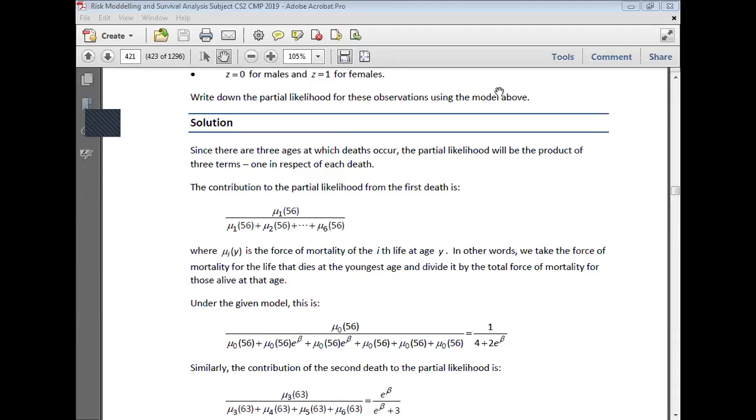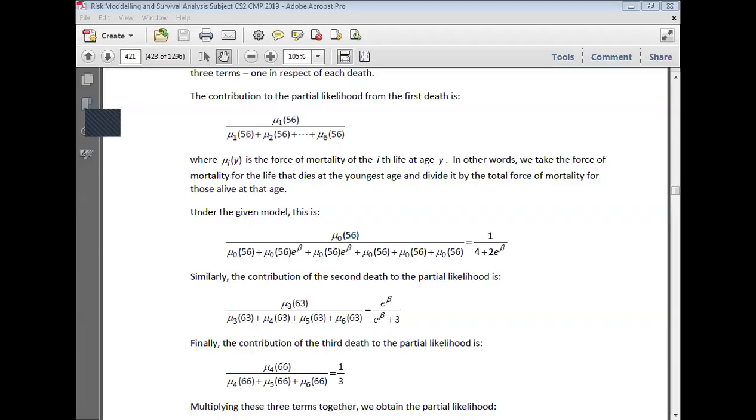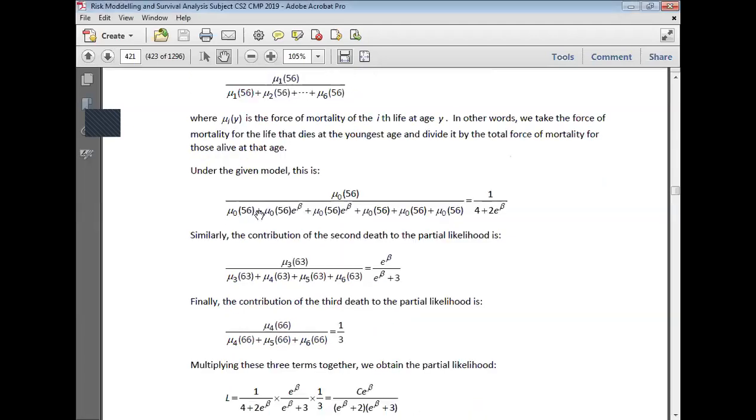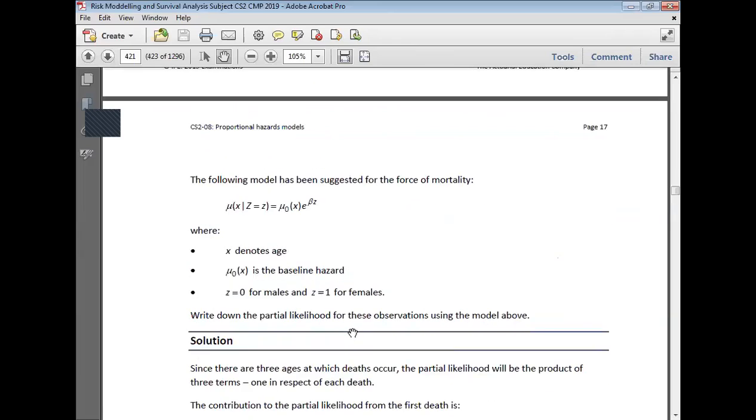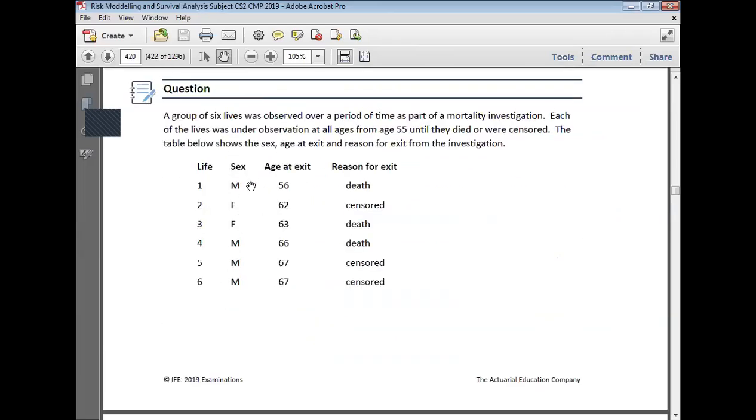So in the denominator, all you will have is the summation of... So for the numerator, we don't see any e raised to beta here. But again, when in the denominator I try to add all the people's force of mortality, I see that some of them are male, but some of them are female as well. So we have e raised to beta, and no e raised to beta stuff here. So we know that, again, we have seen that these two are the females and the other ones are male.